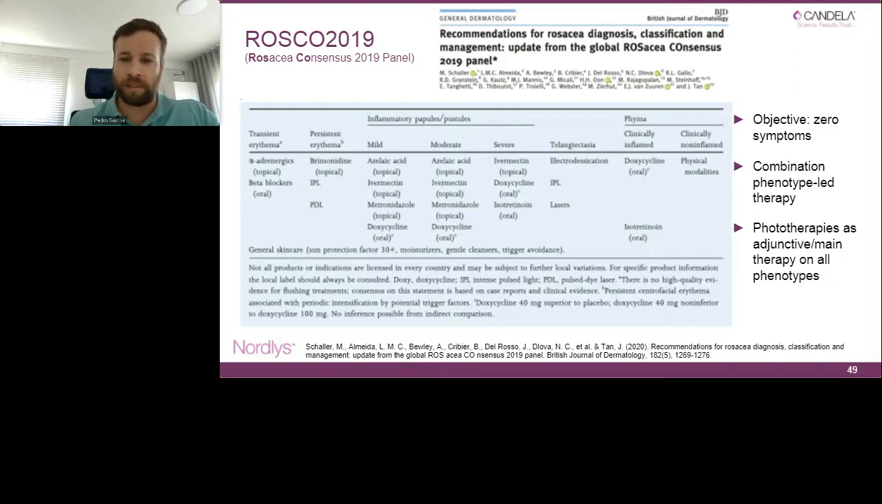This consensus was updated, and basically oral adrenergics and beta blockers were taken off the recommendations, used only in very specific situations. And basically, we can use the phototherapies to cover the erythema, the inflammatory part, the telangiectasia, and the phymatous part.